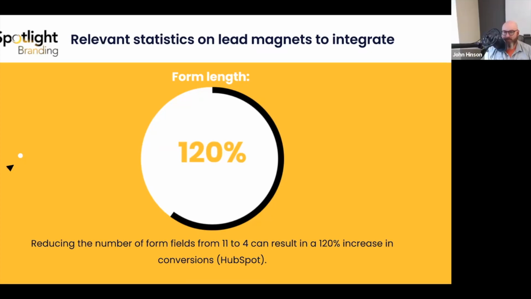Oh yeah, absolutely. Reducing the number of form fields from 11 to 4 can result in a 120% increase in conversions. I've always looked at that the opposite way: the more you have, the less conversion. It's essentially the same thing, but once you start with name, email, phone number, that's really all you need. When you start asking for business name, physical or mailing address, social media profiles, all that extra stuff, the less likely it is that people are going to fill out the entire form.